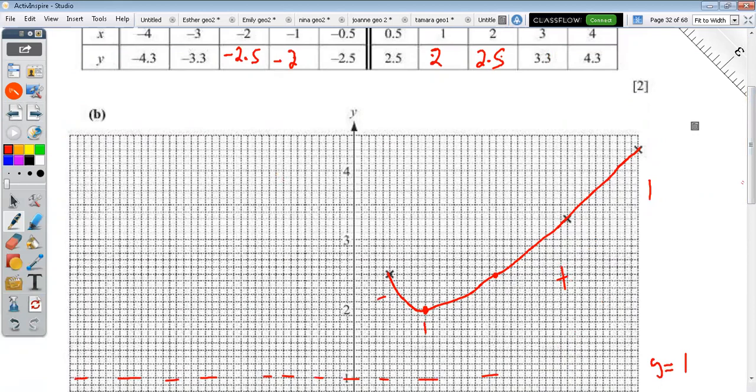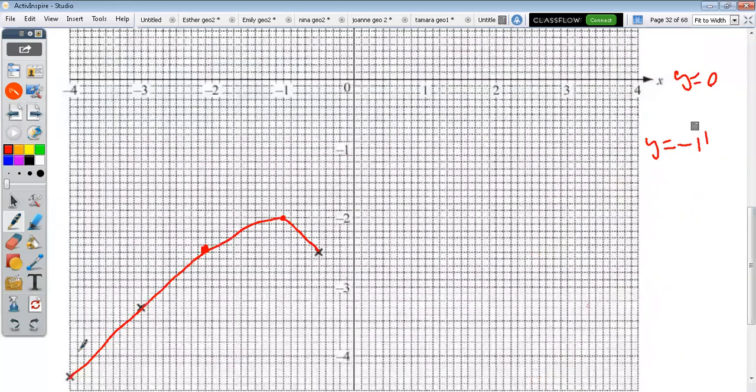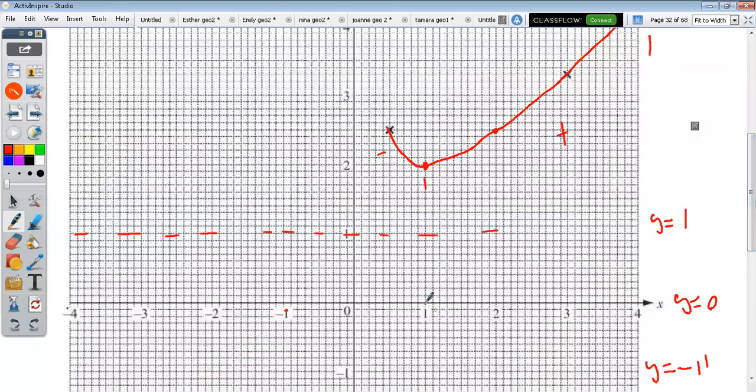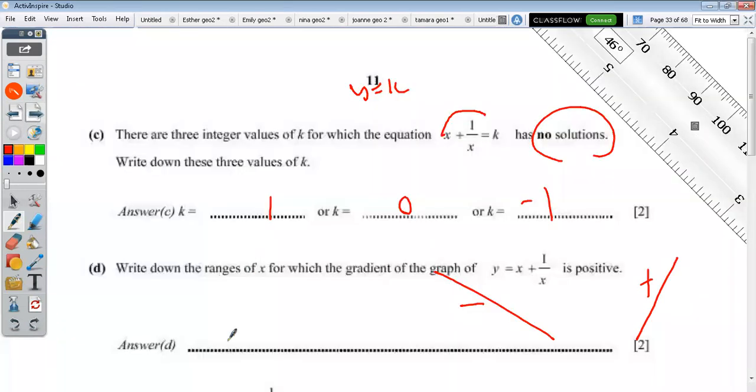Can you see that? Then if you go there, I've got a positive gradient from that to that. Then this is negative, so it's -1 to -4. I have a positive gradient, or 1 to 4, I've got a positive. Are we together?